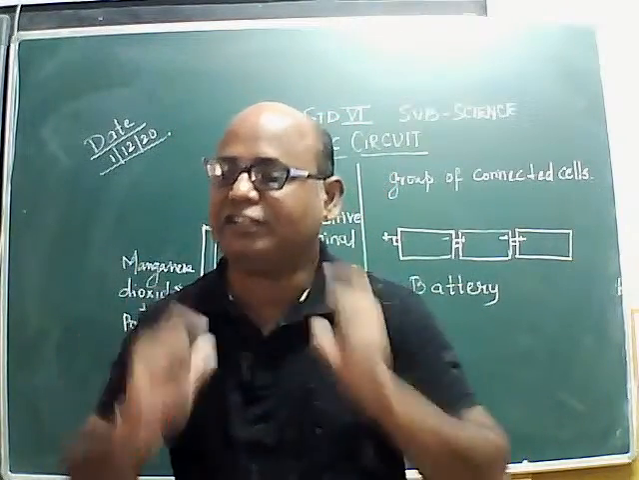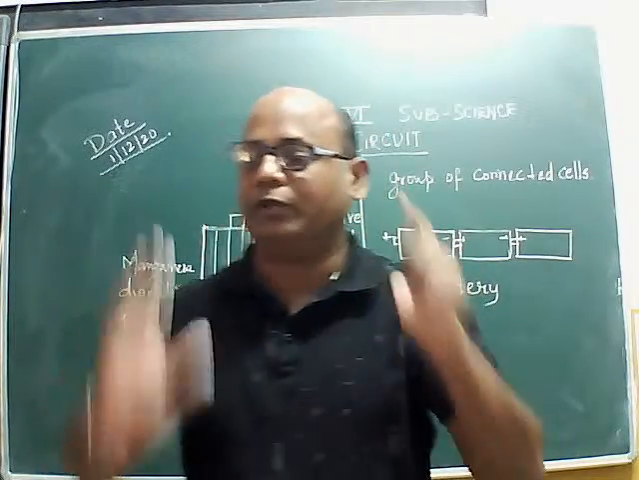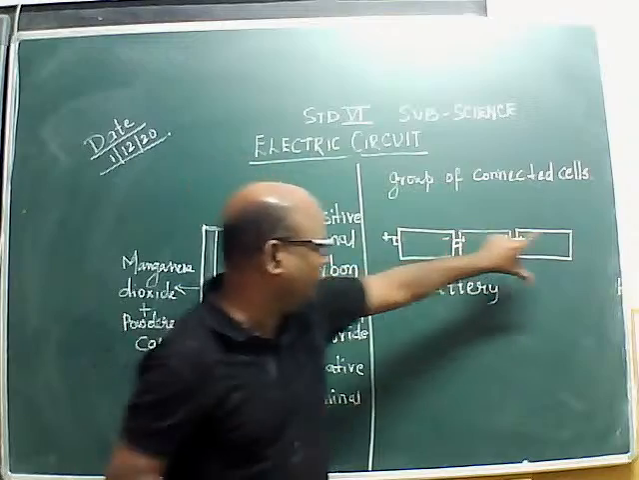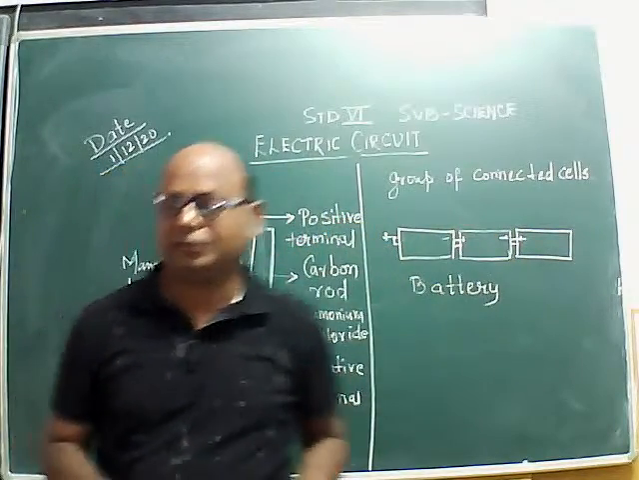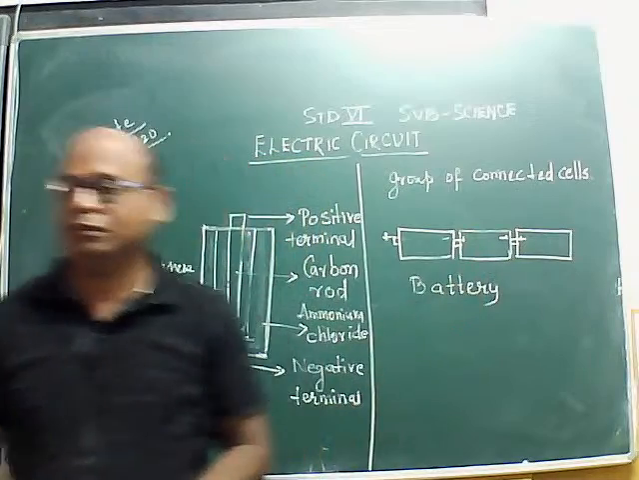If one cell is not enough, then what are we doing? We are connecting the cells in a group, and that we call a battery. Yesterday I told you what we call such an arrangement. Now here the cells are arranged in what?